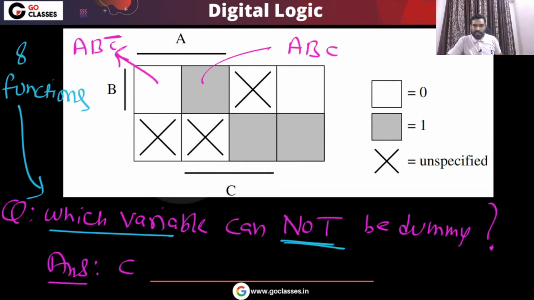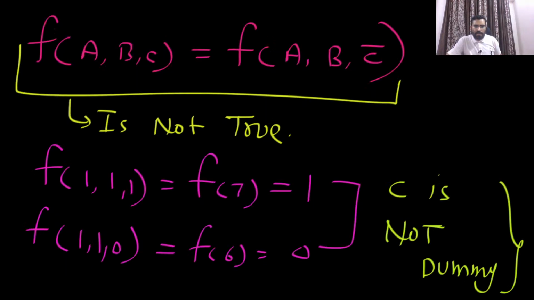So what I am saying is that C cannot be dummy. You can check, because already this is 1, this is 0, and here you have ABC, here you have ABC bar. We are changing C and the function value is also changing. Everything else is same, but function value is also changing. So C cannot be dummy. Definitely C is not dummy.